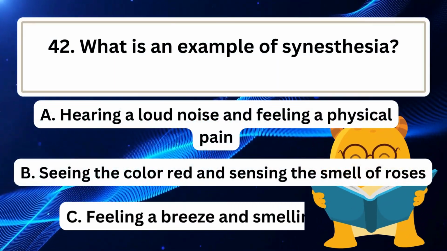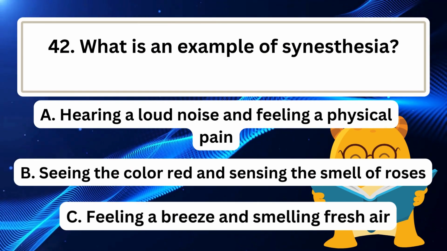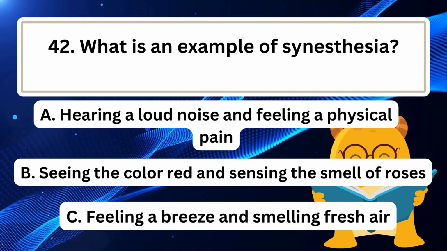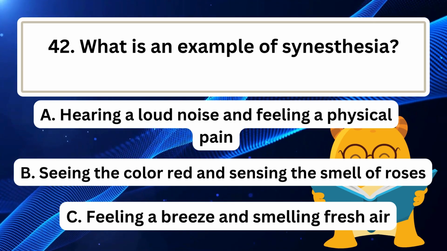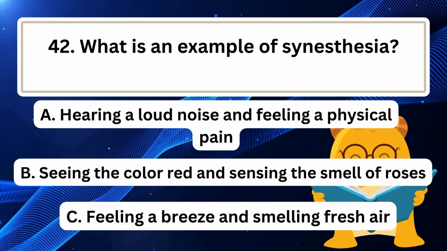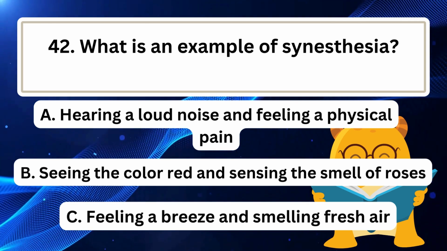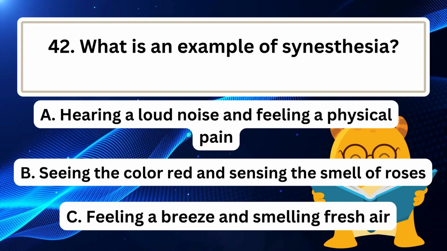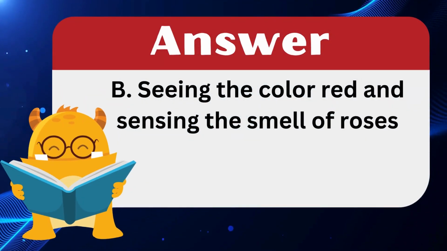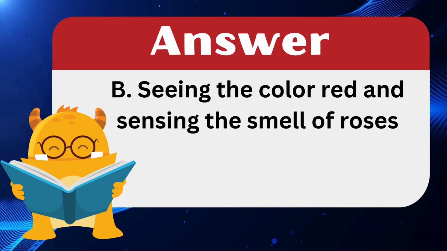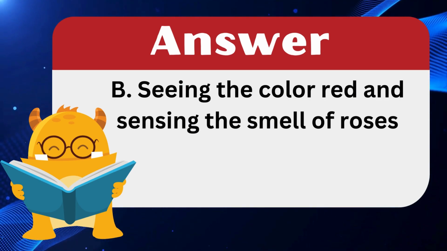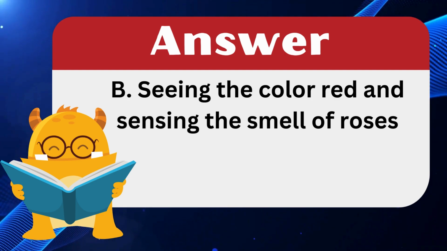42. What is an example of synesthesia? A. Hearing a loud noise and feeling a physical pain. B. Seeing the color red and sensing the smell of roses. C. Feeling a breeze and smelling fresh air. B. Seeing the color red and sensing the smell of roses. An example of synesthesia could be seeing the color red and experiencing the smell of roses.